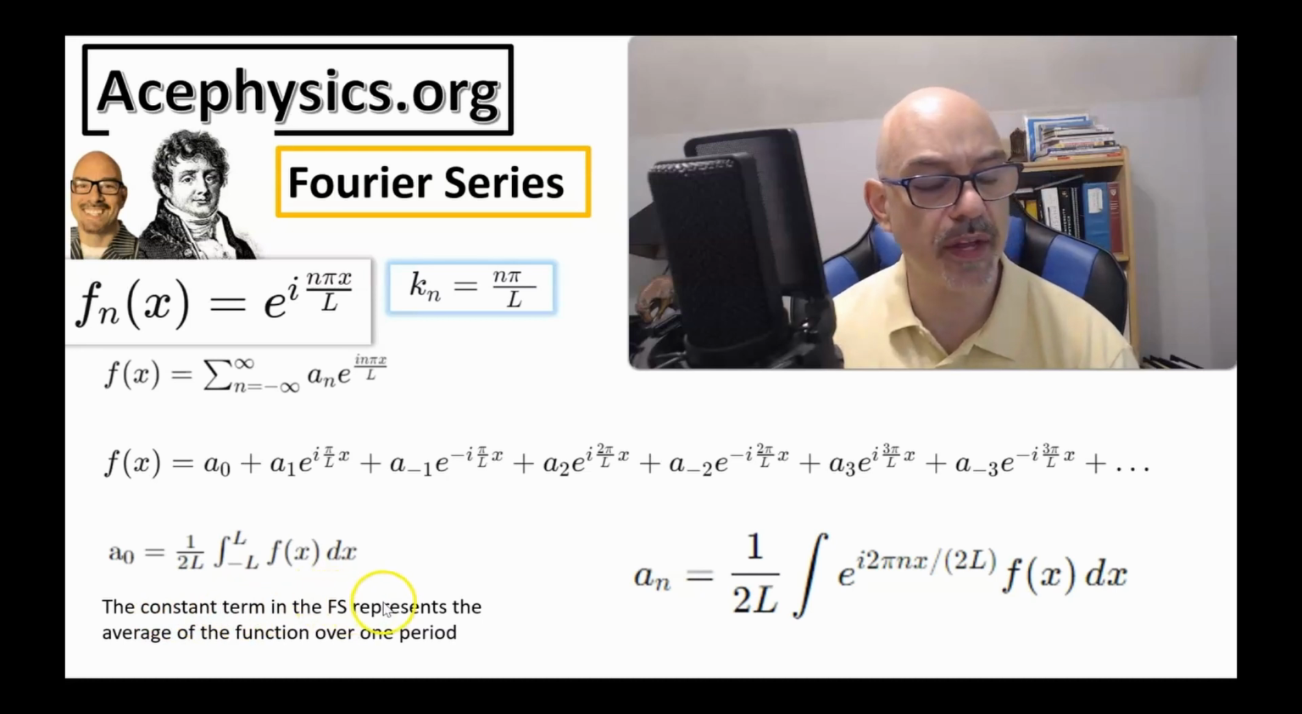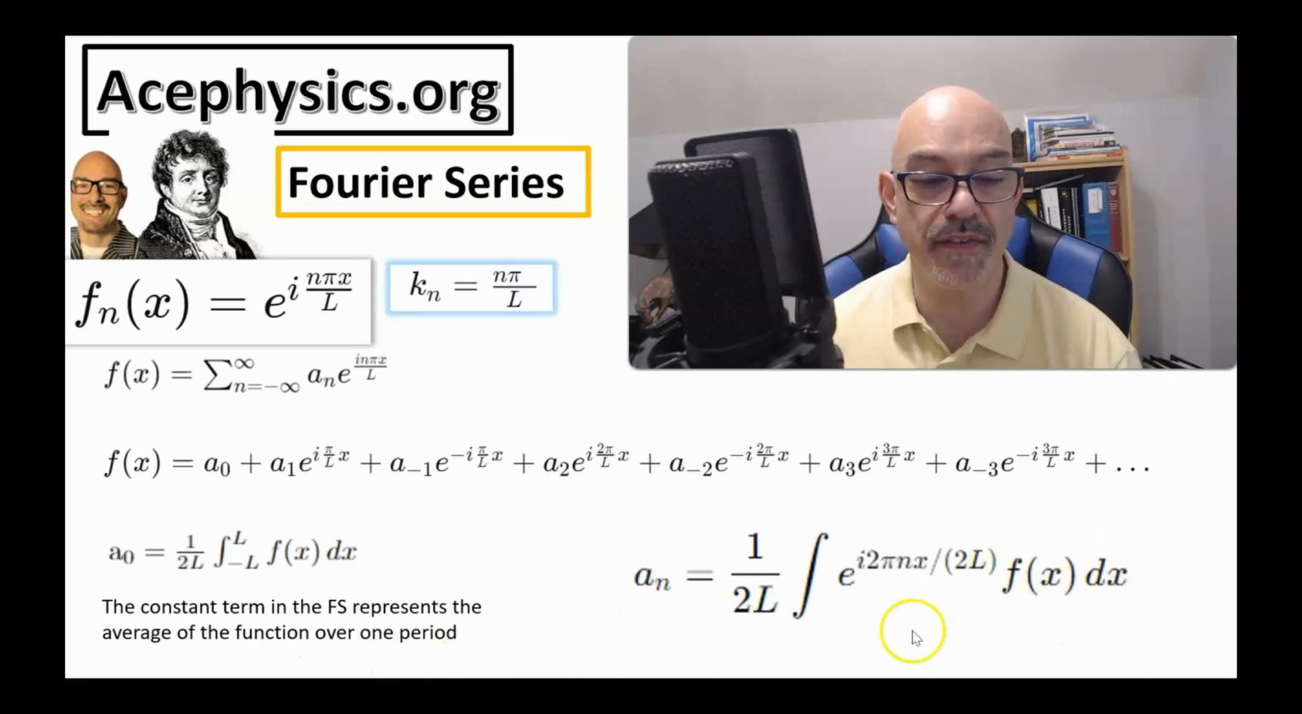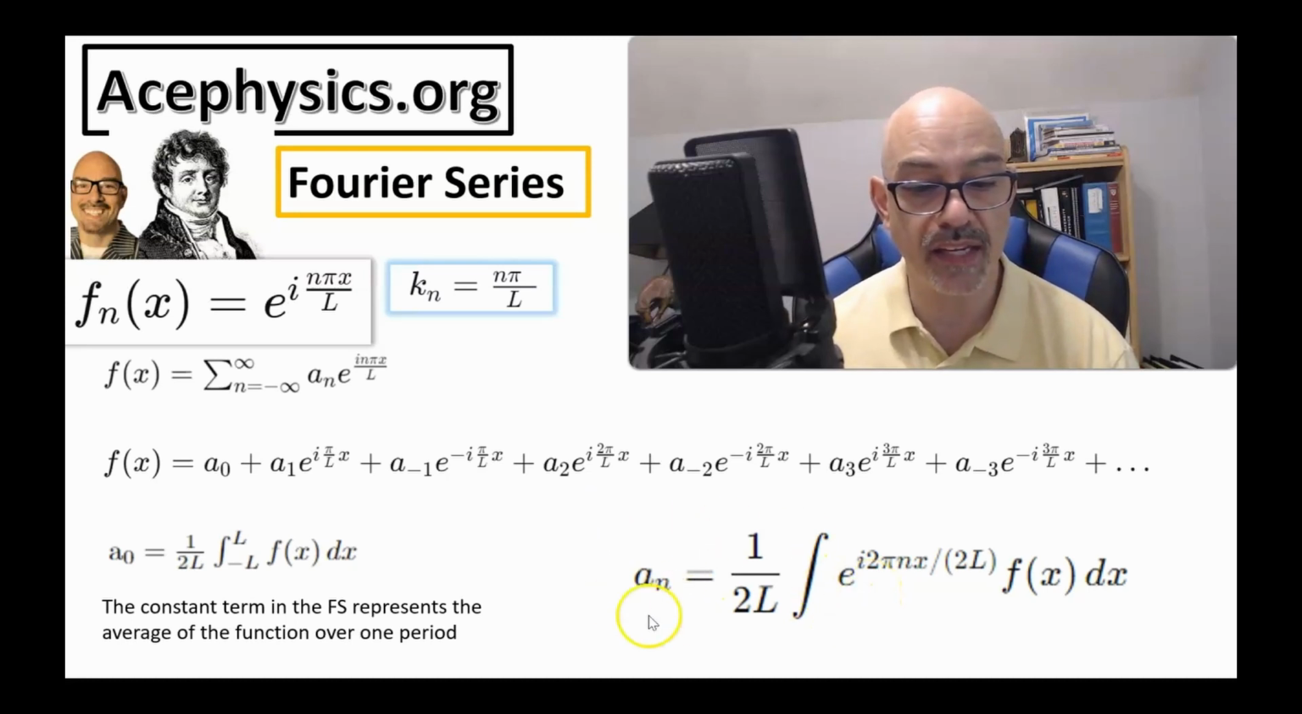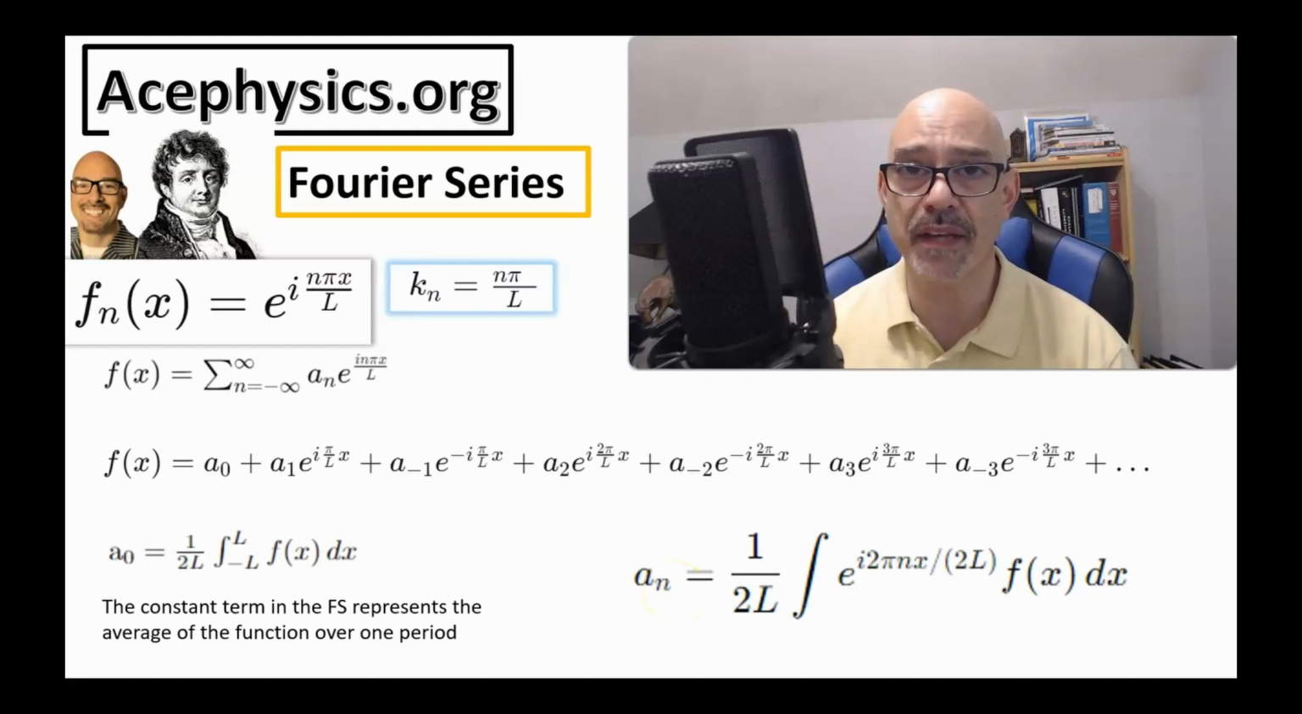This constant term in the Fourier series represents the average of the function over one period, and if you know the function f of x, you can use the orthogonality condition to determine a sub n, where a sub n is how much of that function is in the nth basis vector.